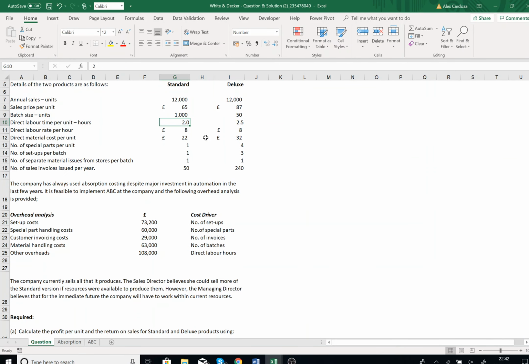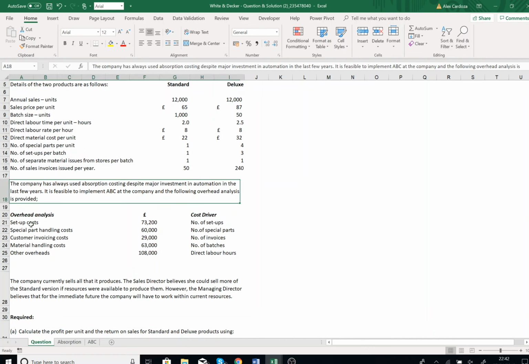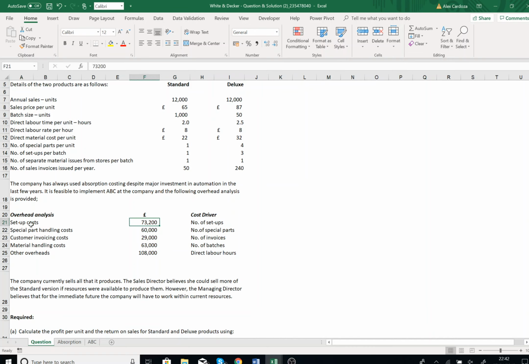So activity-based costing, then we have to look at what this is telling us, which is what's driving these costs. So it's saying this setup cost here, this 73,200, is driven by the number of setups. So, okay, number of setups, what does this say?